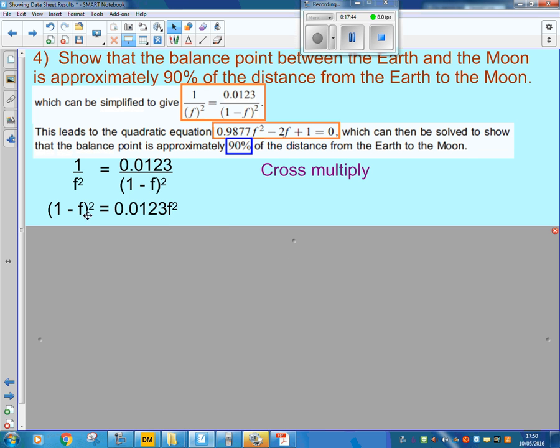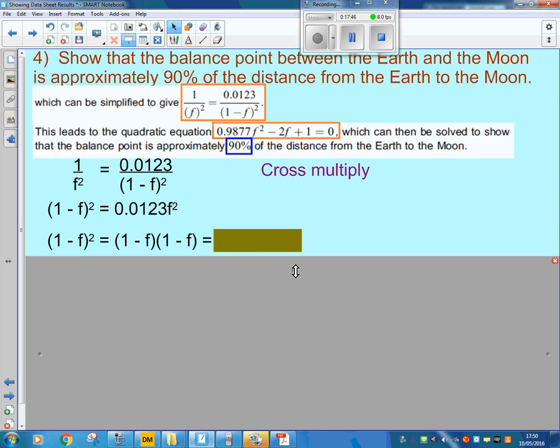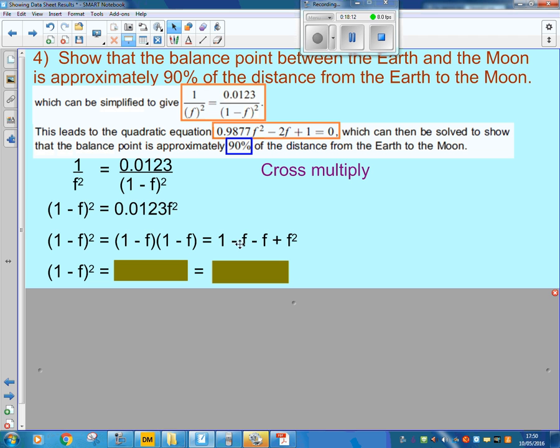Next stage, expand 1 minus f squared. Anything squared is times itself, so it's 1 minus f times 1 minus f. So it's 1 times 1, 1 times minus f, minus f times 1, and minus f times minus f, and a minus times a minus is plus f squared. I can gather those together. The minus f and the minus f becomes minus 2f. So I've got 1 minus 2f plus f squared.